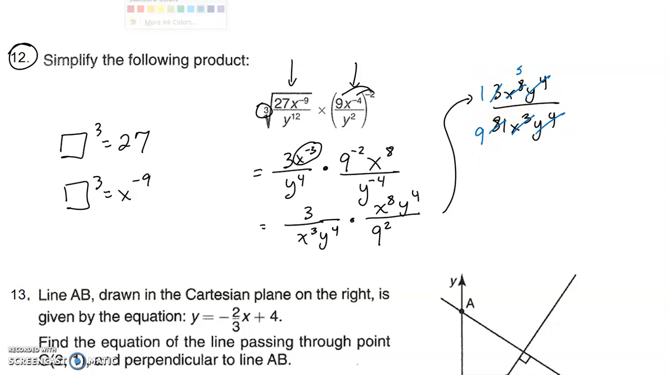So when the dust settles, it's going to be equal to 1x to the 5 over 9. No, it isn't. 3 into 81 is 27, child. Okay, and there's your answer. Okay, pause.